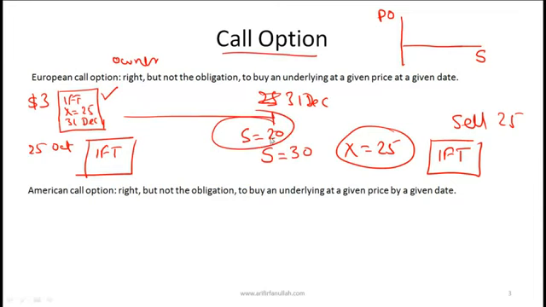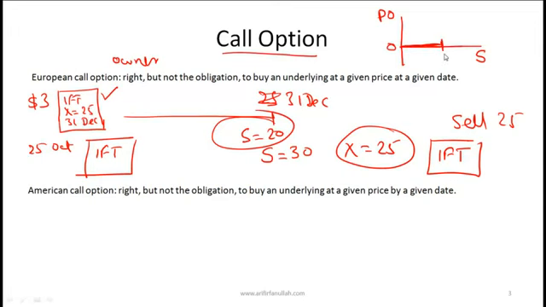Because if you can get the stock for $20 in the market, there is no point paying $25 for this. In other words, your option on 31st December is worthless. Later we will use the term out of the money. So the payoff diagram looks like this. So this is your 0 point.